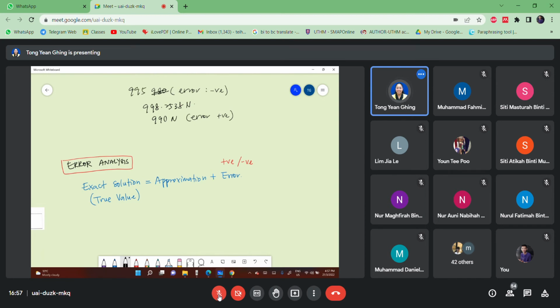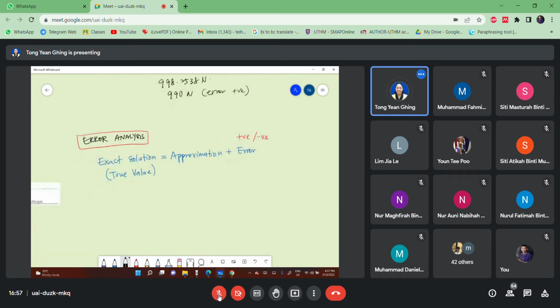Boleh faham tak? So 995 is approximate to the 998, but then it is an underestimate. So the error is negative. As long as the error can be accepted, it is not much. Okay. So that's why normally, apabila kita buat kira error, we do it in the absolute because it can be positive or it can be negative.